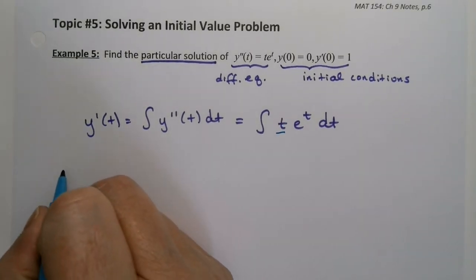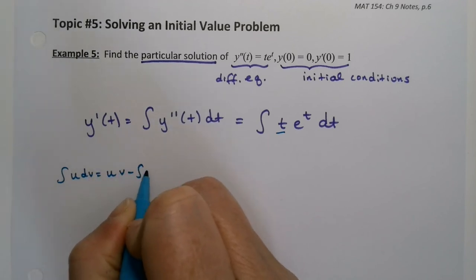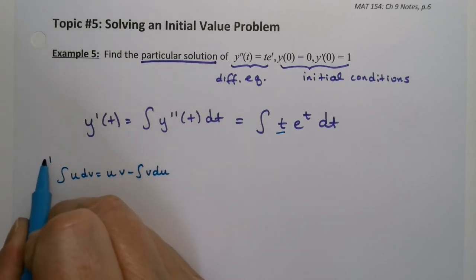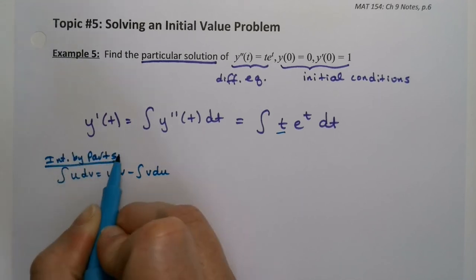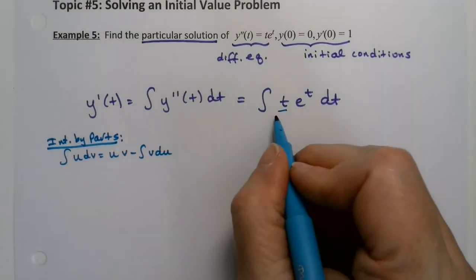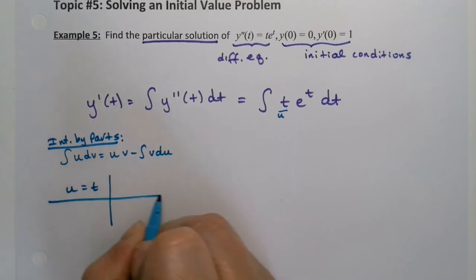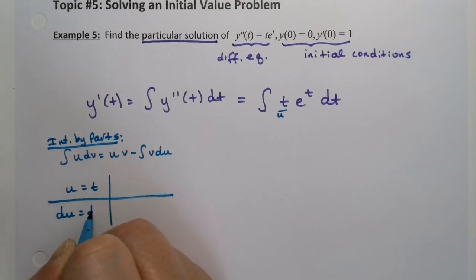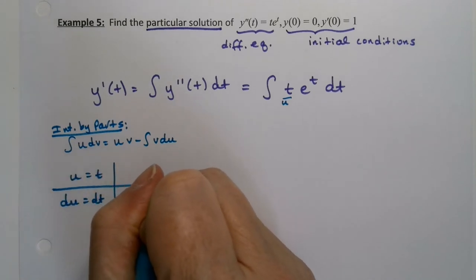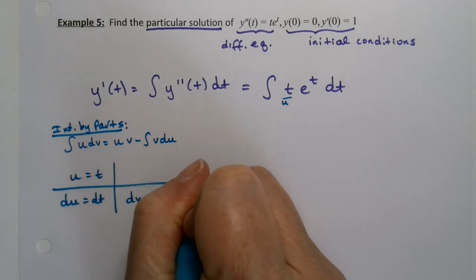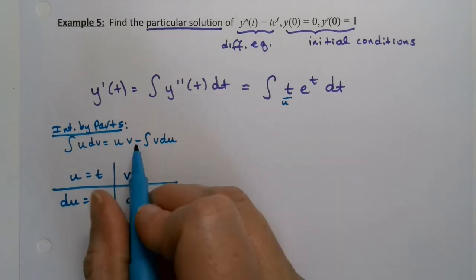So let me remind everybody. The integral of u dv is equal to uv minus the integral of v du, right? That's the integration by parts. It's been a while. All right, so I'm going to let u equal t. And then du would be equal to dt, right? And then dv is equal to e to the t dt. And so therefore v is equal to the integral of that, which is e to the t.